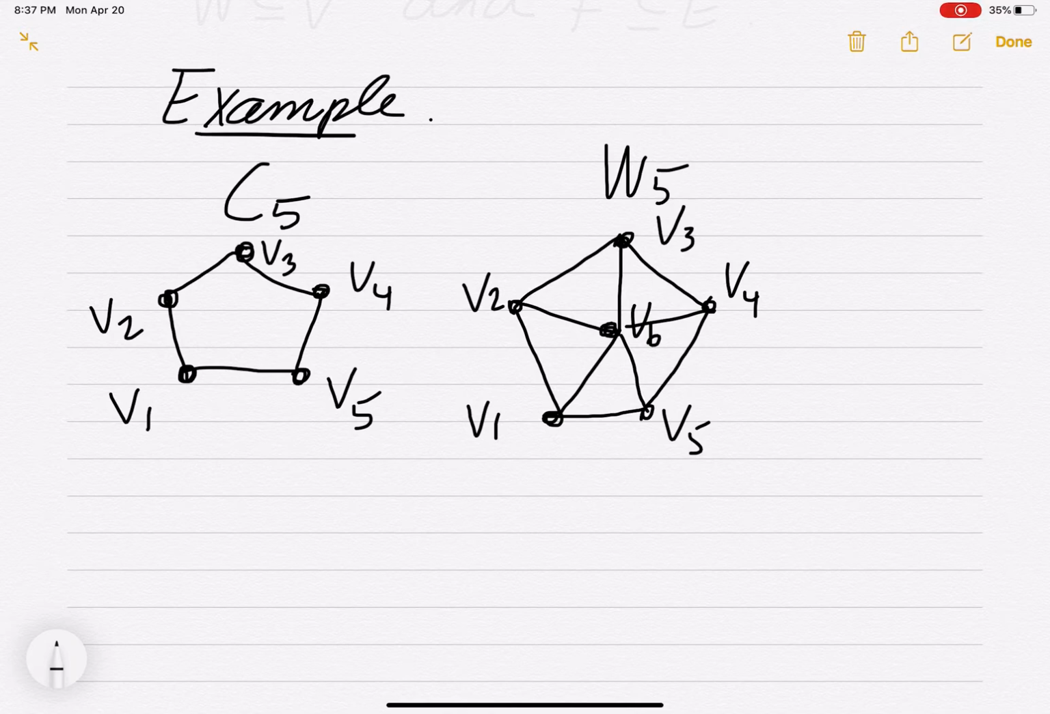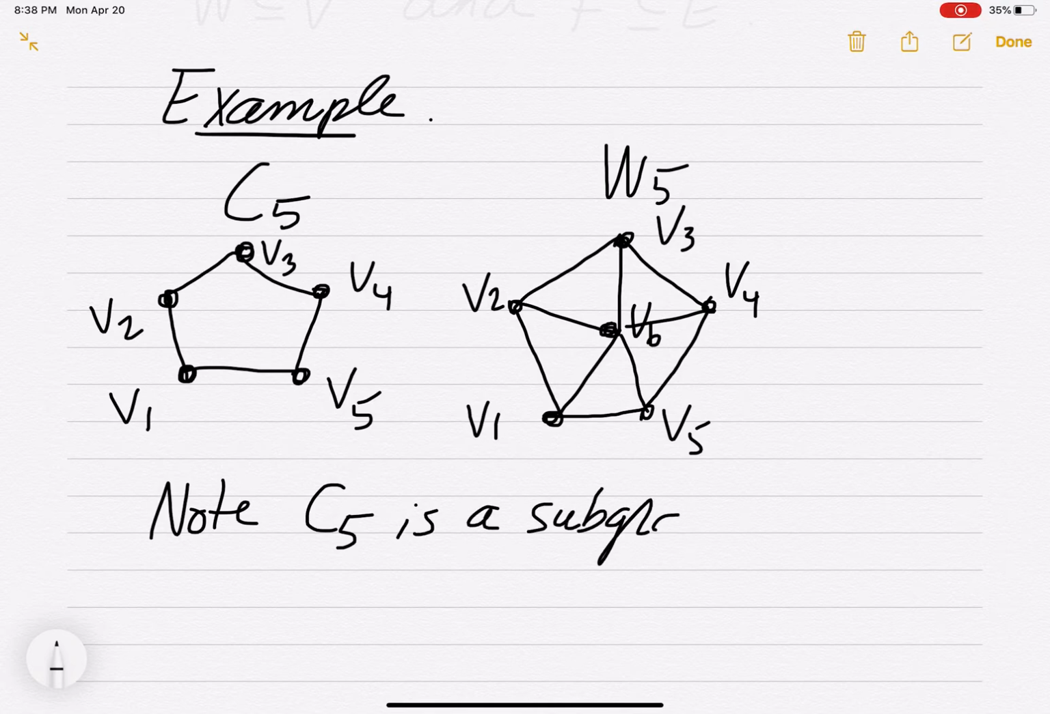So note, C5 is a subgraph of W5. Why is that? Well, every vertex that's in C5 is also in W5, and every edge that's in C5 is also in W5. It's just that W5 has some extra edges that C5 doesn't have. Okay. Here's an example of a subgraph.